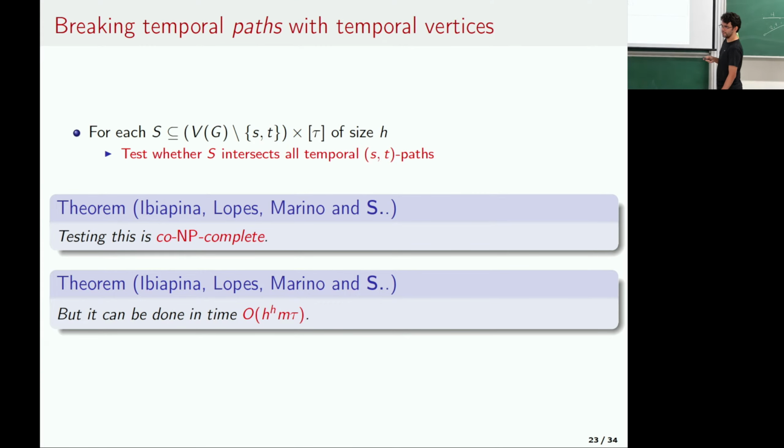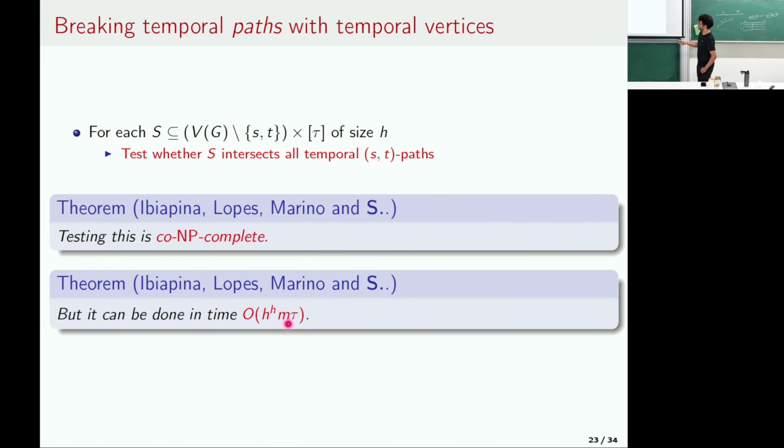And why is it XP time? FPT time on when the input size is tau, the lifetime, and the number of edges of your base graph G. So your base graph G has m edges, and the lifetime is tau. Oh, sorry, here it is not XP. What I mean to say is, if they give me an S, then I can test if it's a separator in FPT time. But finding a separator is XP, because I don't know where it is, so I have to test for any set. Sorry, this was my mistake.